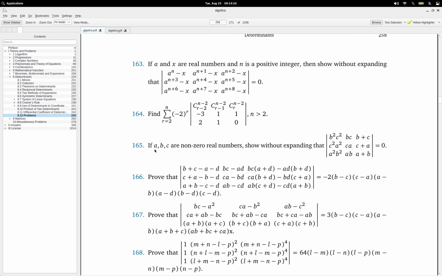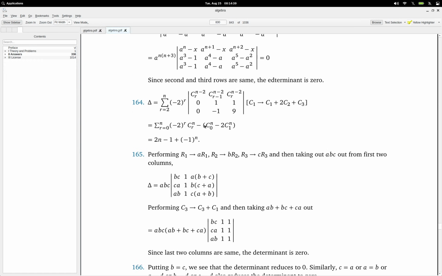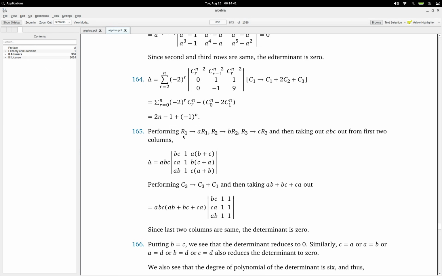Question 165 says that if ABC are non-zero real numbers, show without expanding that b square c square bc b plus c, square a square ca c plus a, square b square ab a plus b is equal to 0. So what we do here is we do r1 is equal to a r1, r2 is equal to b r2, and r3 is equal to c r3. And then we take ABC out from the first two columns.